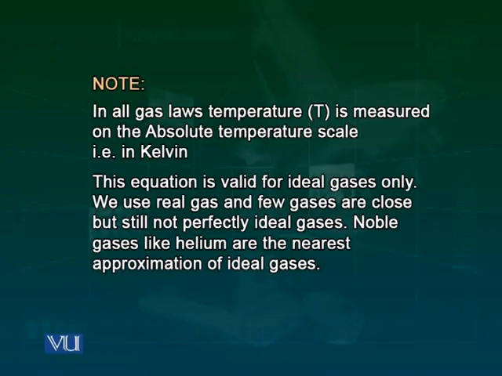Now, when we say PV equals nRT is the gas equation, this gas equation is for ideal gases. What is an ideal gas? An ideal gas is simply a gas which obeys the gas laws. It should obey Boyle's law, Charles' law, and the pressure law, and hence Avogadro's law or the gas equation.